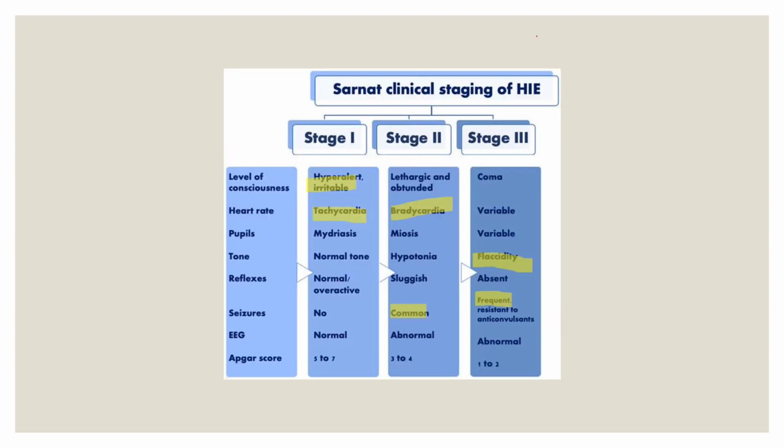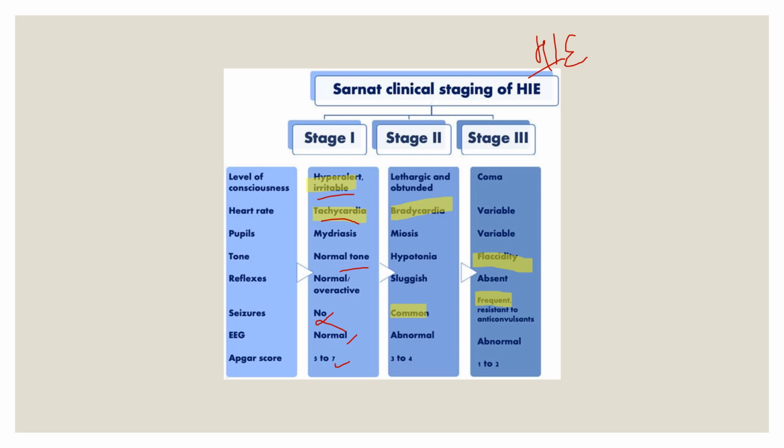Now there is something called hypoxic ischemic encephalopathy. As the term says, hypoxia is the trigger. Okay, and there are stages for that: stage 1, 2, and 3. In stage 1, it is mainly tachycardia. The infant, the neonate, is hyperalert and irritable. There is normal tone. There are no seizures. Okay, so that is the classical picture. There are no seizures, and EEG is also normal. And the APGAR score is a bit normal, 5 to 7.